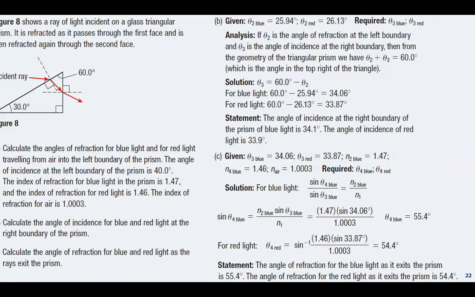In question C, the method is similar to what we used in question A. For blue light, we have sine theta4 blue over sine theta3 blue equals n2 blue over n1. That gives us theta4 blue equals 55.4 degrees. For red light, theta4 red is 54.4 degrees. So the angle of refraction for blue light as it exits the prism is about 55.4 degrees, and for red light as it exits the prism is 54.4 degrees. Okay.